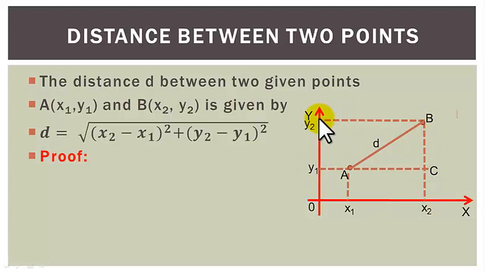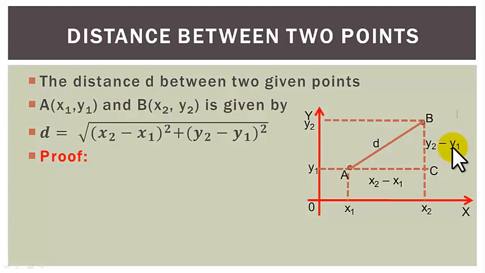Now, the distance from A to C is x2 minus x1. That is, this distance is x2 minus x1, and the distance from B to C is y2 minus y1. That is, this distance is y2 minus y1. Clearly, in triangle ABC, the two sides AC and BC are known as x2 minus x1 and y2 minus y1.